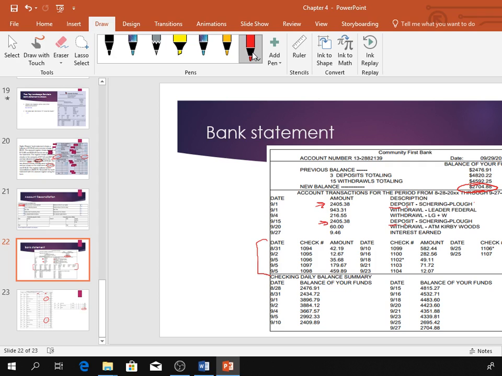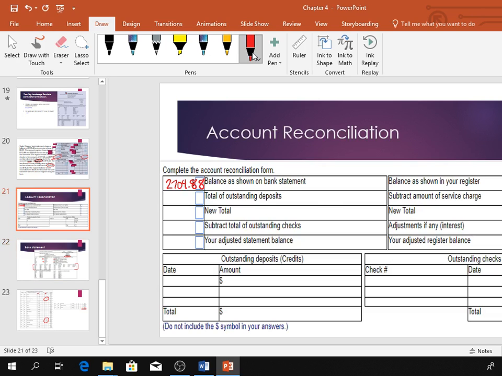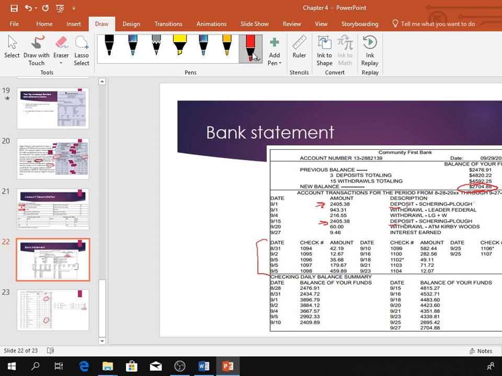So we don't have any outstanding deposits. Every deposit that's listed on the bank statement is also listed in your register. So that's just going to be a 0. My new total, well, nothing's changed. Okay, now total outstanding checks. These are checks that you wrote but haven't cleared through the bank yet. If you look here at your checks, I usually do it by looking at the check numbers. So I've got 94, 95, 96, 97, 98, and then it jumps over here, 99, 1100, 1102. So we're missing 1101.